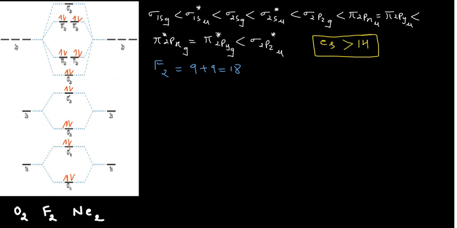Now the term symbol. For the term symbol you will use the formula 2S plus 1, lambda, plus or minus, g or u. First of all, fill the electrons here also: 2, 4, 6, 8, 9, 10, 11, 12, 13, 14, 15, 16, 17, 18. So you have the electrons here. And if I draw here, this has 2 electrons, this also has 2 electrons.